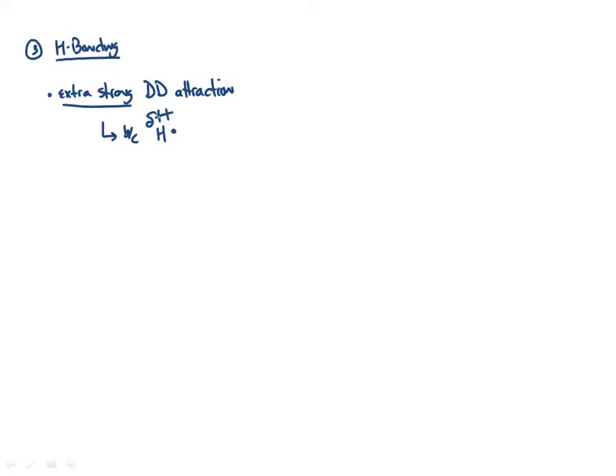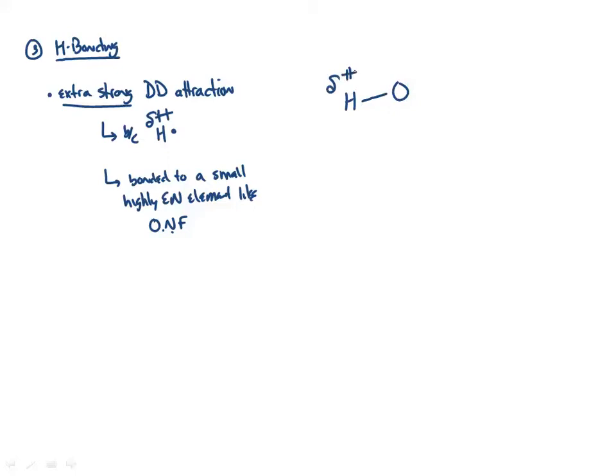attraction between it. And what does hydrogen have to be bonded to? Yeah, bonded to a small, highly electronegative element like oxygen, nitrogen, or fluorine. And so what that's saying is that if we just look at this bond right here, that this has got an extra strong dipole to that oxygen.